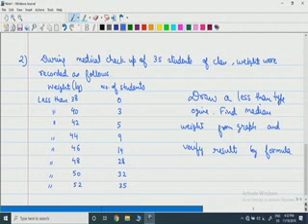So shall we proceed? If you are getting the same, because the answer for the median is 46.5. So from the formula you can find the median which is 46.5.